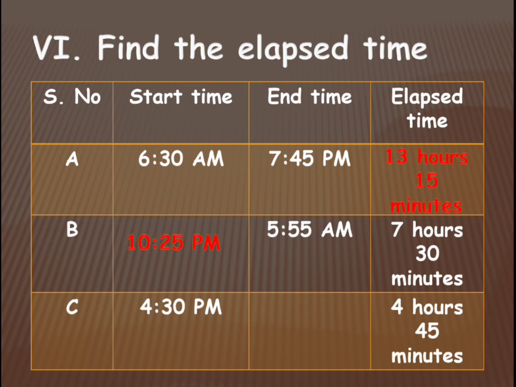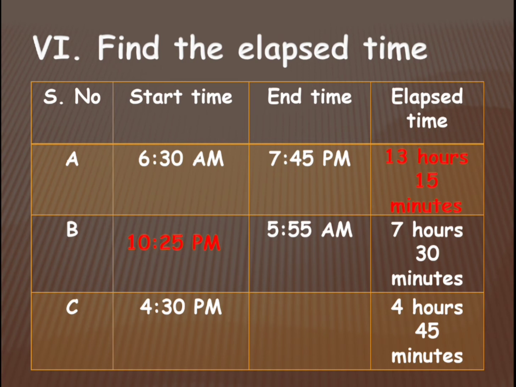Okay, next you have start time, which starts at 4:30 and the elapsed time is 4 hours 45 minutes. So let's go forward by 4 hours, because we are finding the end time, not the start time. When you are finding the start time, you have to count backwards. When you're finding the end time, count forward. 4:30, you have to go forward by 4 hours.